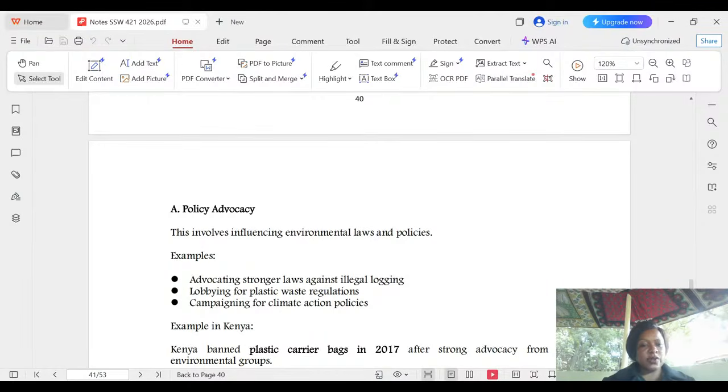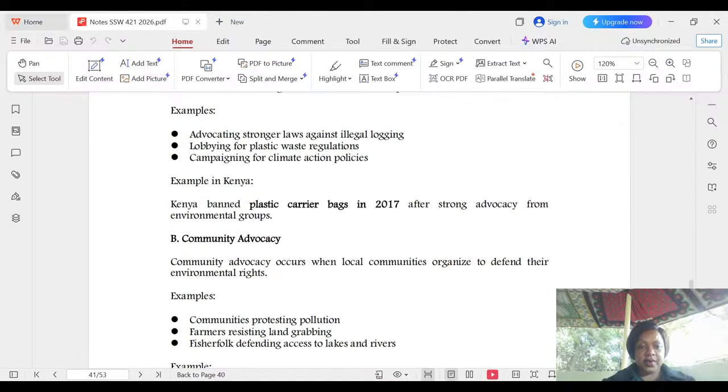Of course, policymakers are not just those who present policies in parliament. There's an array of stakeholders, including organizations that you will partner with, like human rights organizations that push for social justice. So, for example, advocating stronger laws against illegal logging, lobbying for plastic waste regulations from which we have seen fruit, campaigning for climate action policies. In our country, as already shared earlier, plastic carrier bags were banned in 2017 after strong advocacy from environmental groups.